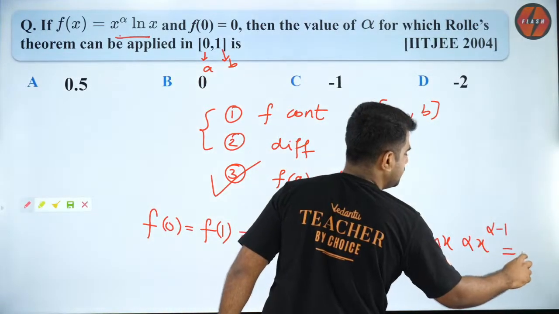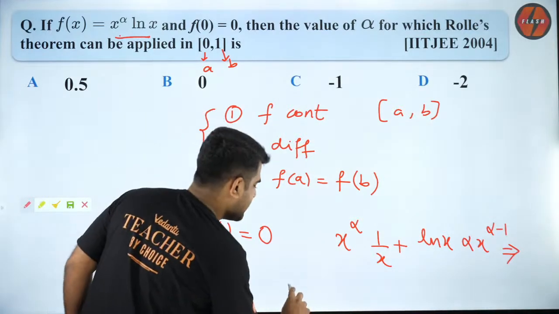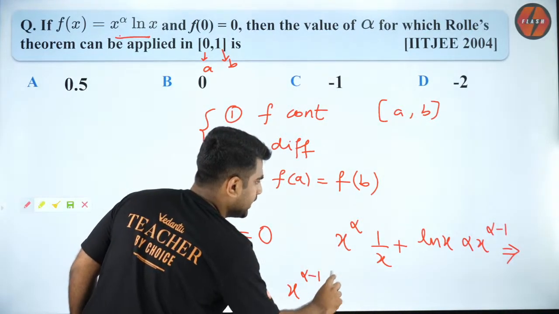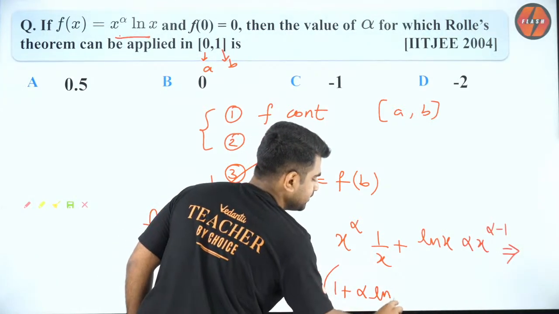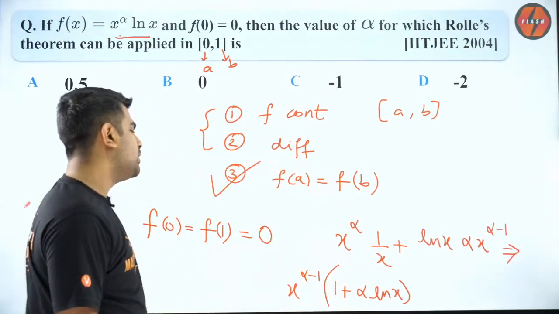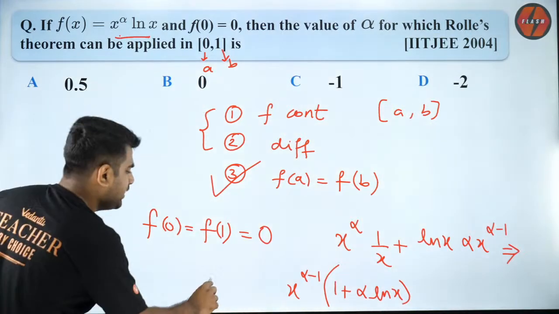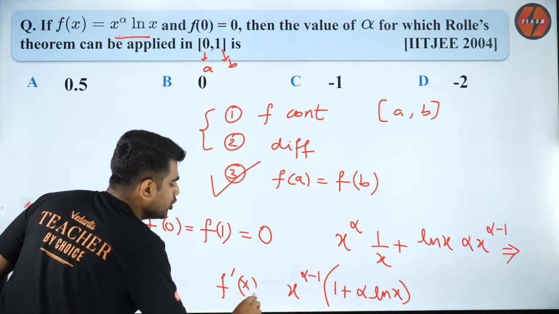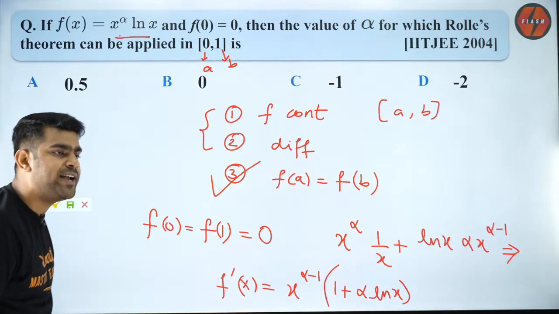That is equal to the derivative. So what is the derivative? I can say it is x to the power alpha minus 1 into 1 plus alpha ln x. So this is the derivative. And for Rolle's theorem to be valid, don't you guys agree this f dash of x should be equal to 0 at one point between 0 to 1?